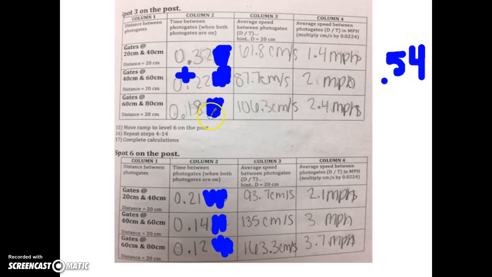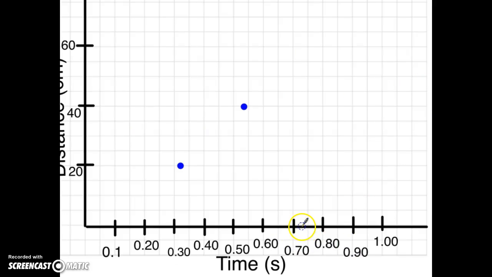Now, when I go to the bottom of the ramp again, basically this number right here is all these numbers added together, and this distance is all these distances added together, because really I'm just taking the section down the ramp. So 0.54 plus 0.18 is 0.72. That's going to be my third point. So 0.72 would be about here, and I'm going up to the 60 centimeter mark and making my point.